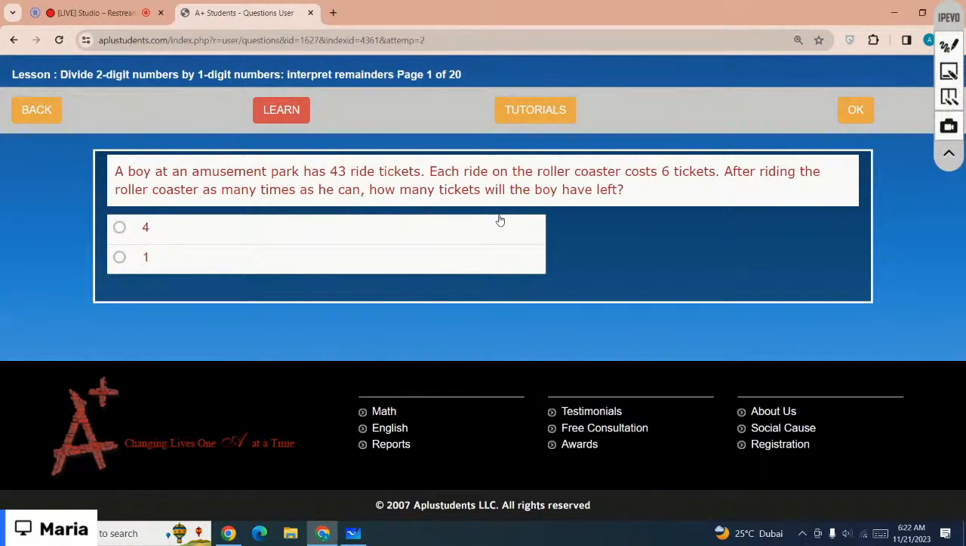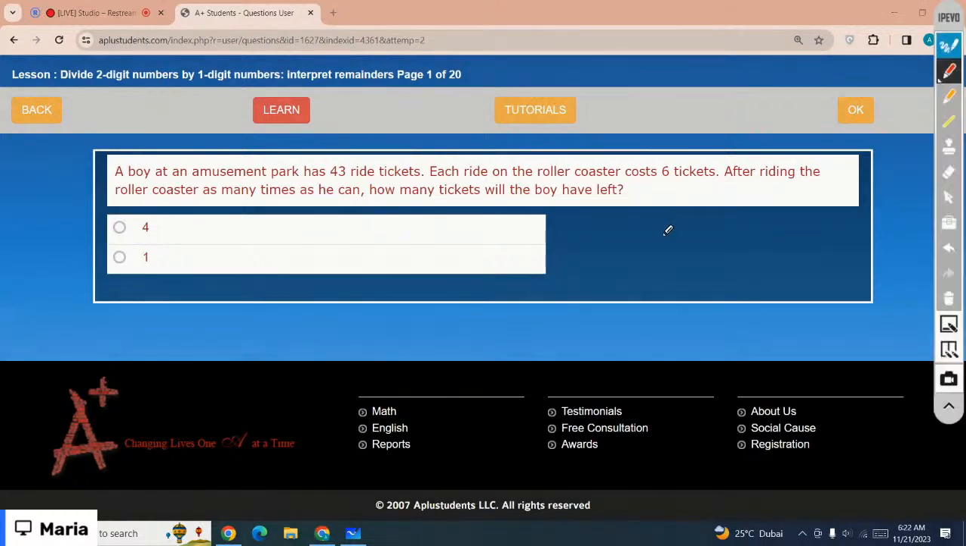Again, you have to find the remainder. You have to divide 43 by 6. So 6 times 7 is 42. Then that means he can do the roller coaster ride 7 times. After doing it 7 times, he is left with only one ticket. The correct option is one. Got it?